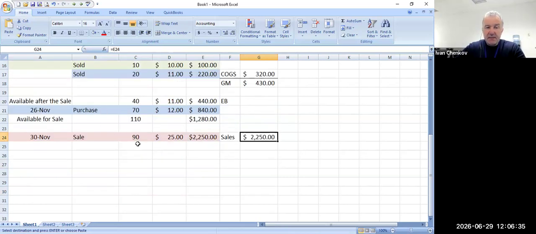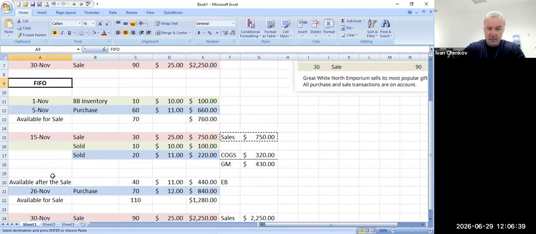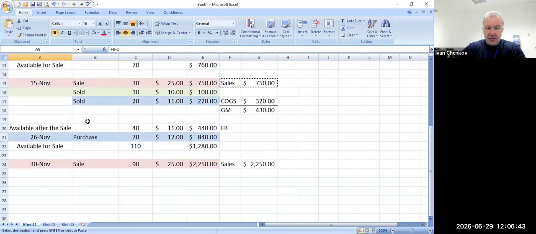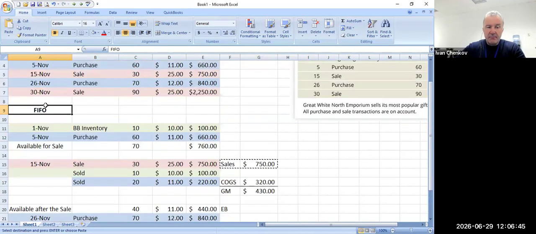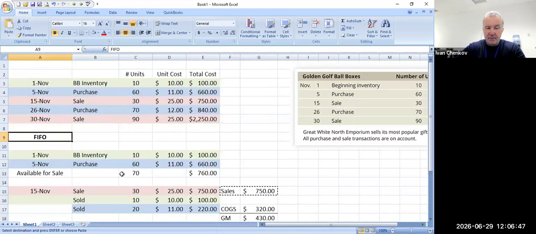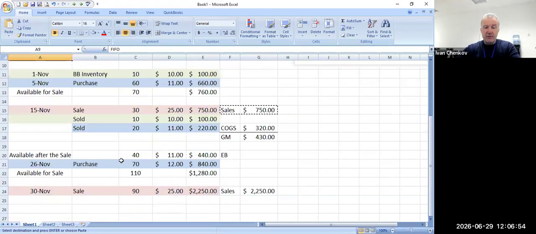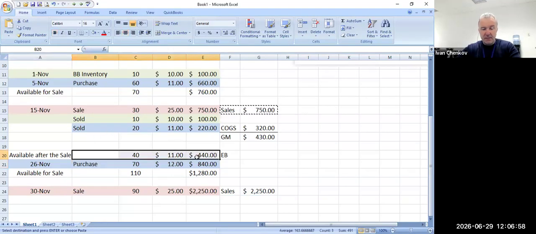So since I'm selling 90 and I'm using first in, first out, the first that I'm gonna sell is the one who coming from the purchase from November 5th, right? From November 5th, I sold 20 on November 15, but I still have 40 more. So the first one's gonna come, those guys. That's what I'm gonna sell first.